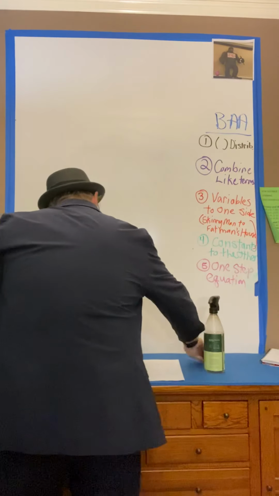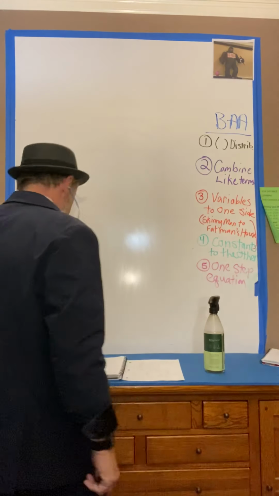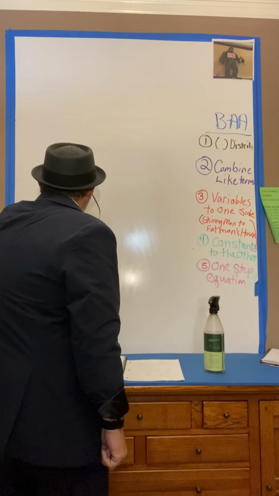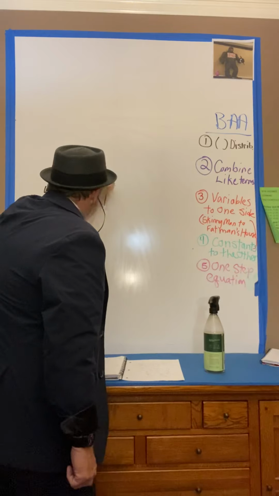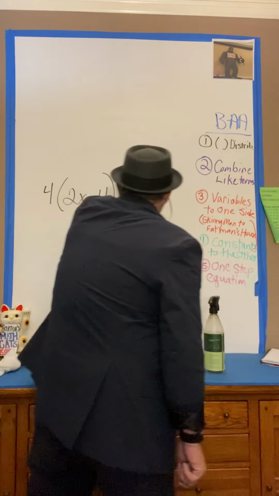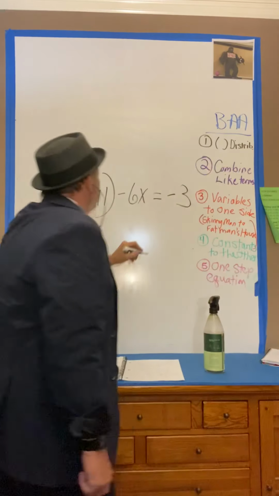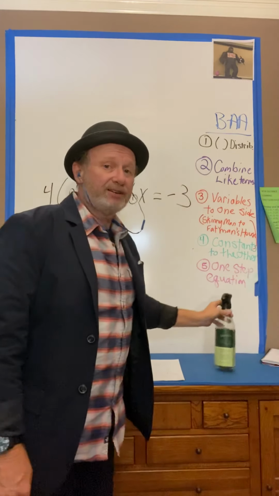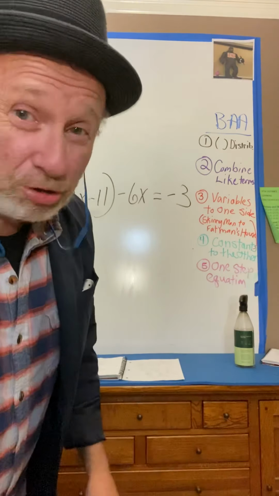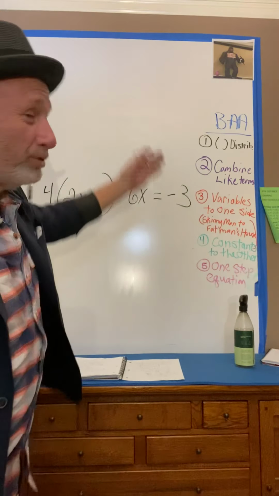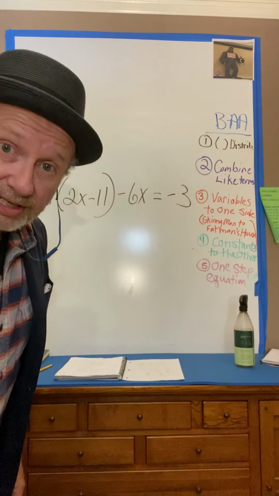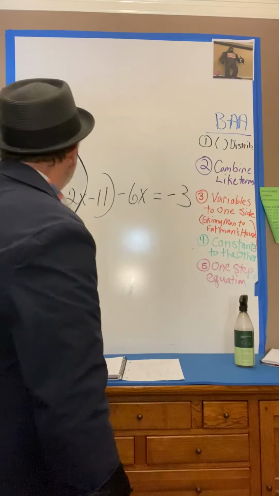Okay, so here I have something a little more difficult. 4 parentheses, 2x minus 11 in parentheses, minus 6x equals negative 3. A little tricky there, isn't it? Let's take a look here. It looks like a whole bunch of gobbledygook, but that is not hard to solve. Just go through the BAA. Step 1, are there parentheses? So let's distribute, shall we?